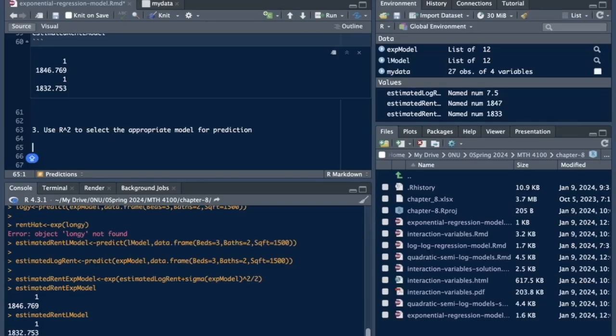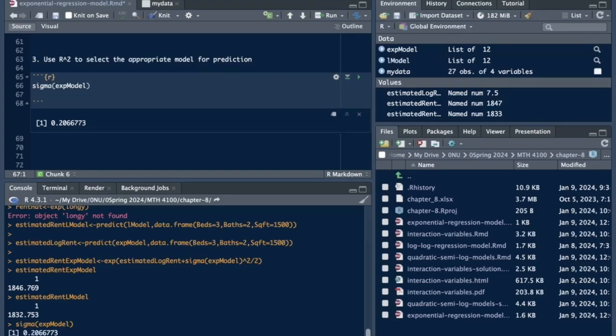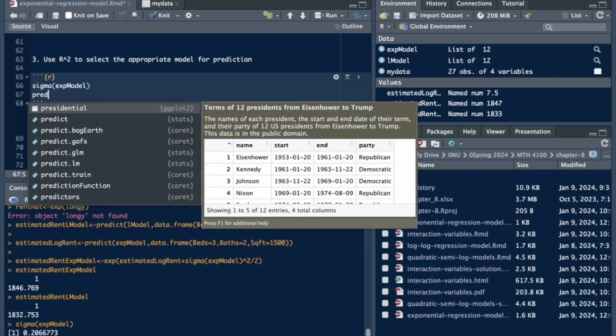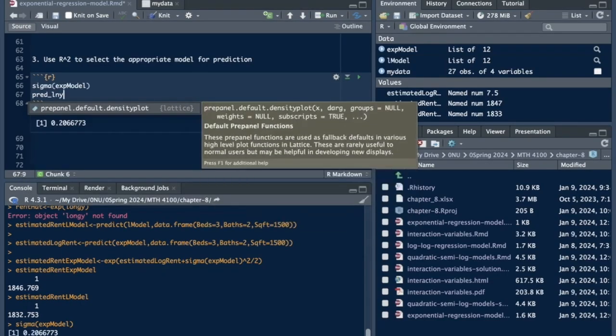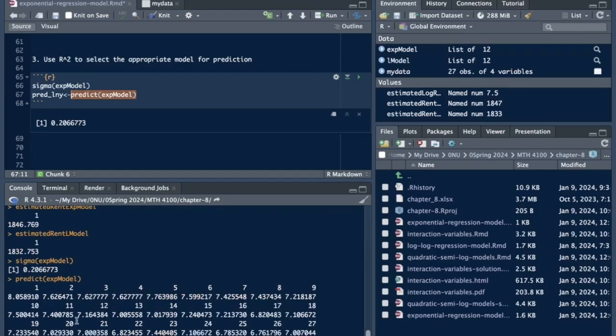So we are going to do two things. First of all, we're going to find the standard error. The standard error is sigma of the exponential model. So first, what is sigma of the exponential model? This gives us the standard error of the exponential model that we built, the one that we built. After that, we are going to find the predicted ln y. Let me show you what this gives us. If you do prediction for the exponential model, it gives us all of the estimated ln y.